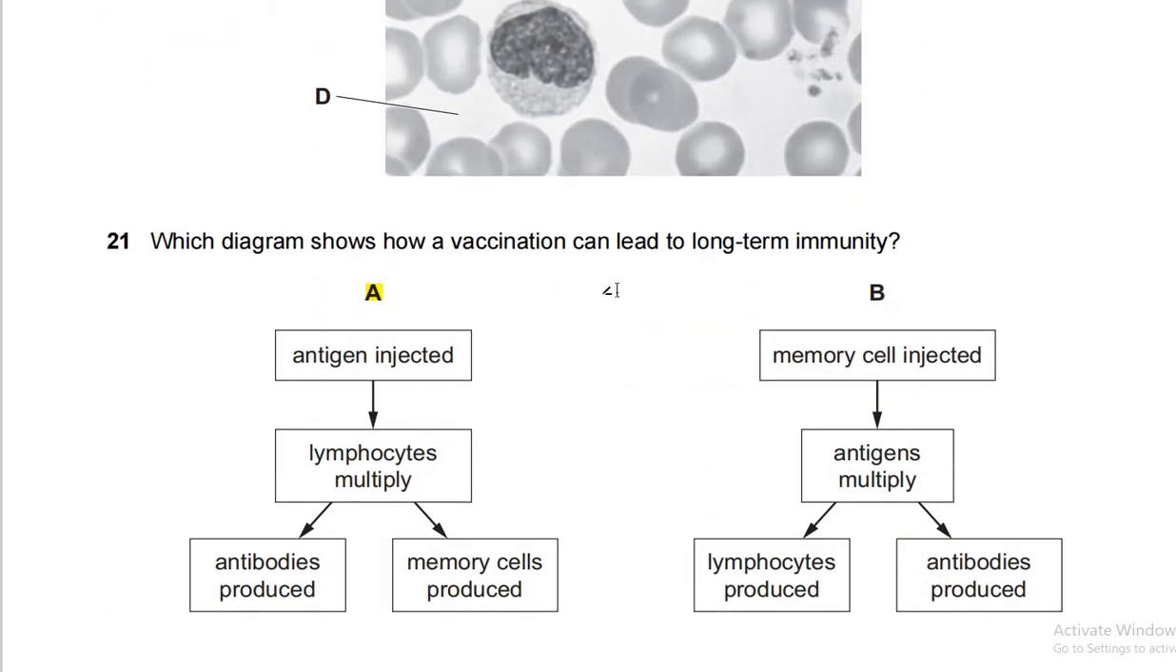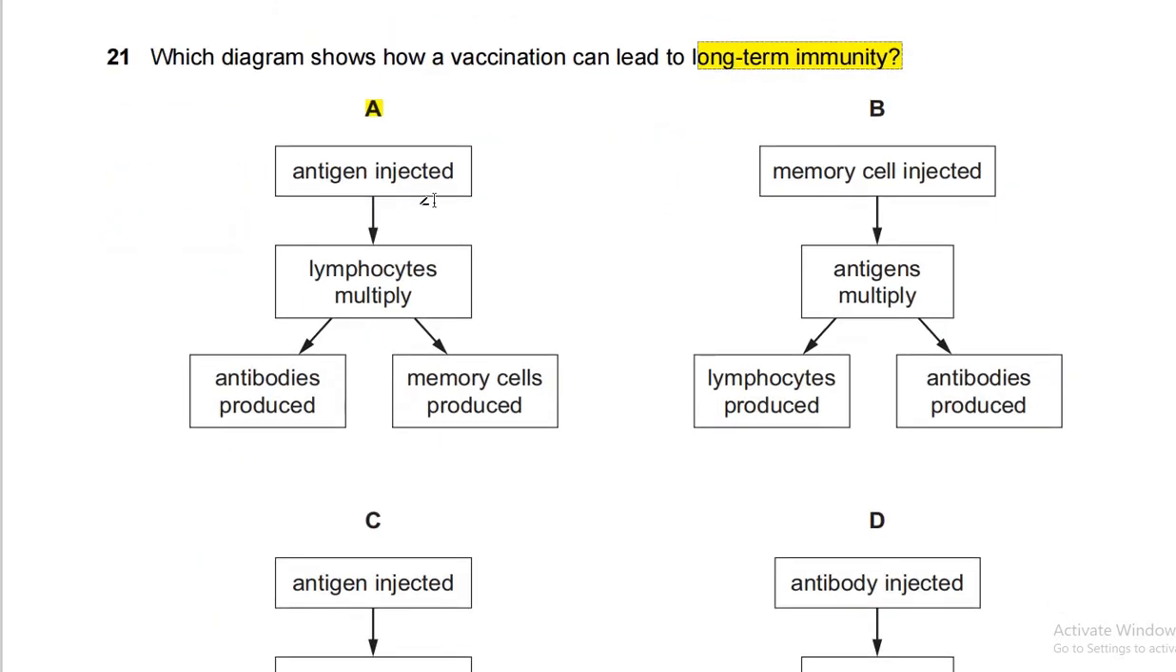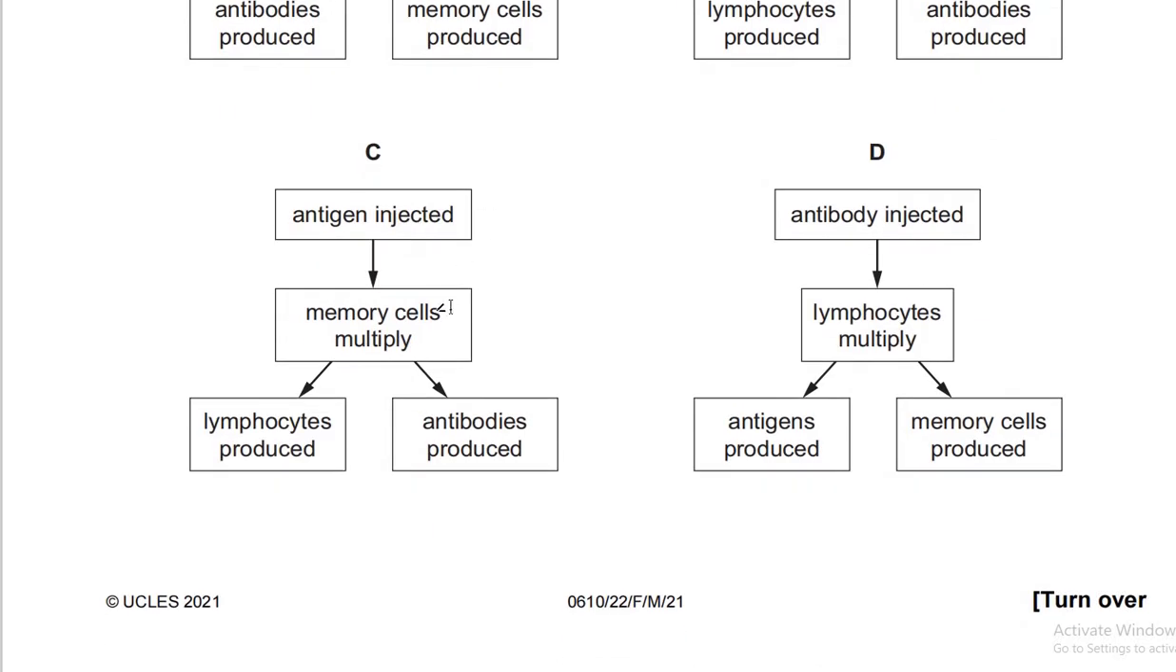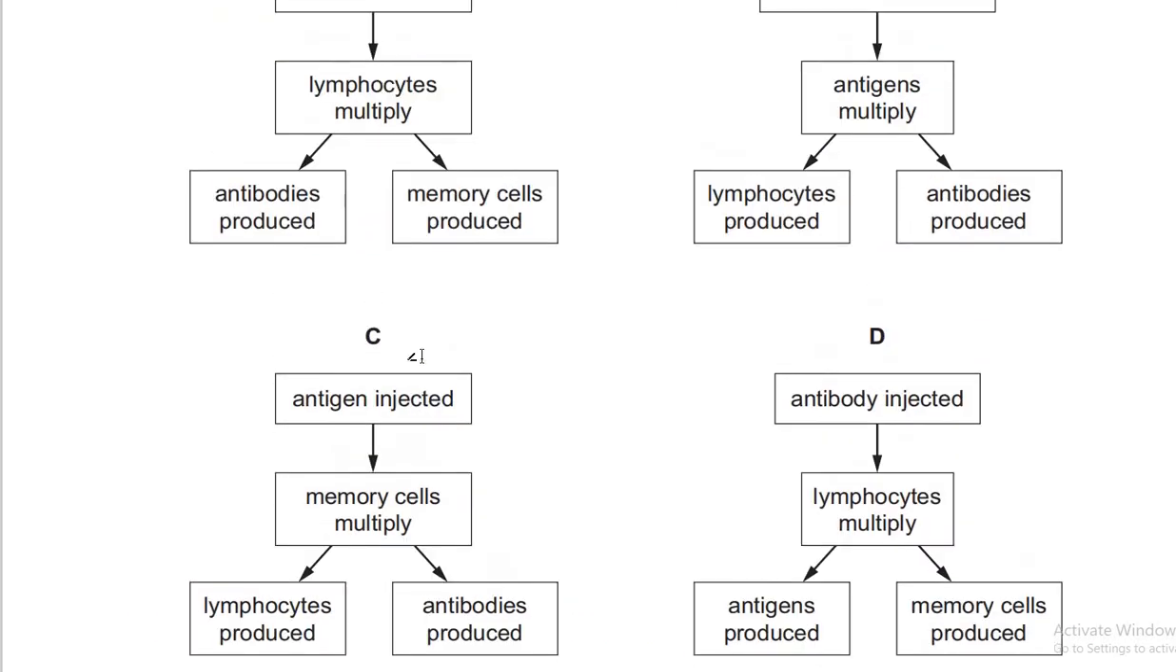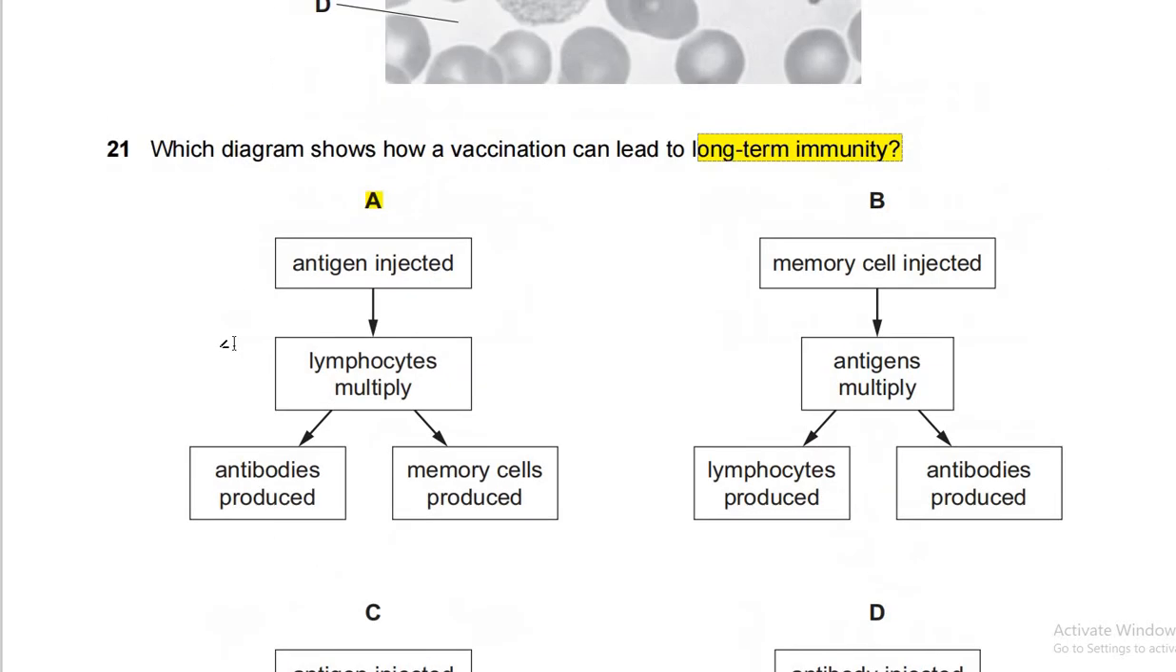Right, so now which diagram shows how a vaccination can lead to long-term immunity? Antigen injected in the body, lymphocytes multiply, antibodies produced, memory cells produced. Memory cell injected, definitely not. Antigen injected, memory cells multiply. Doesn't make sense, so it can't be C at all. Antibody, oh, definitely not. So it's got to be A, because it's the most sensible one.